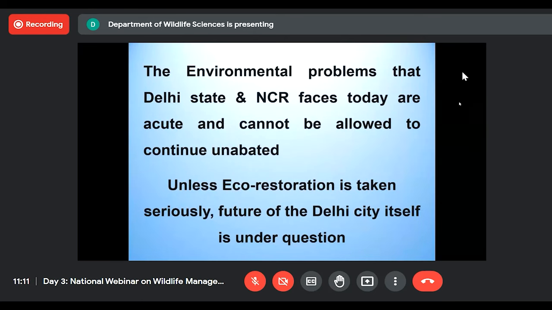So the environmental problems that Delhi state and NCR face today are acute and cannot be allowed to continue unabated. Unless eco-restoration is taken seriously, the future of the city itself is under question. So it is not only the wildlife population, it is the city also that is supporting a huge human population, as well as the remnant of the wildlife populations in the areas. They are also suffering a lot due to this. Next, please.